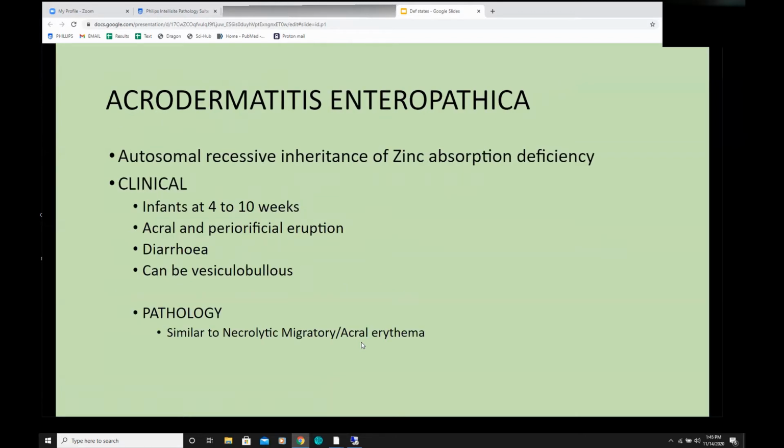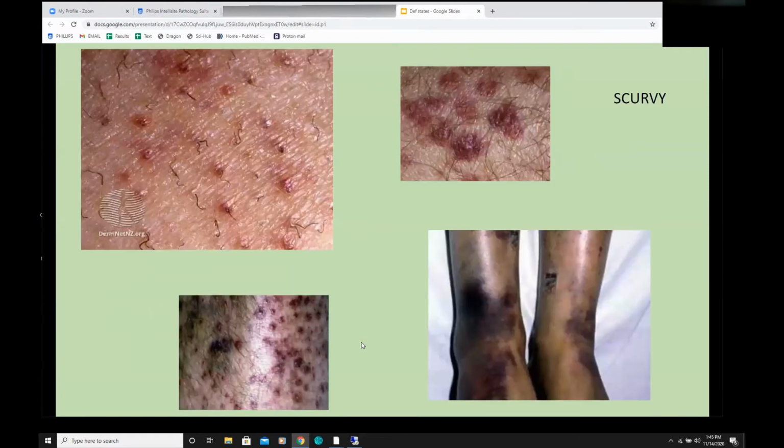So the inherited form of this, acrodermatitis enteropathica, is an autosomal recessive inheritance of zinc malabsorption. It usually presents in infants at the age of 4 to 10 weeks with an acral and periorificial eruption, diarrhea, and it can be vesicular bullous. And the pathology, as I said, is similar to the other types of necrolytic erythema.